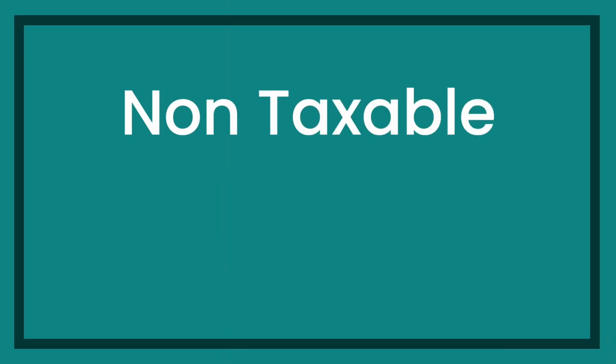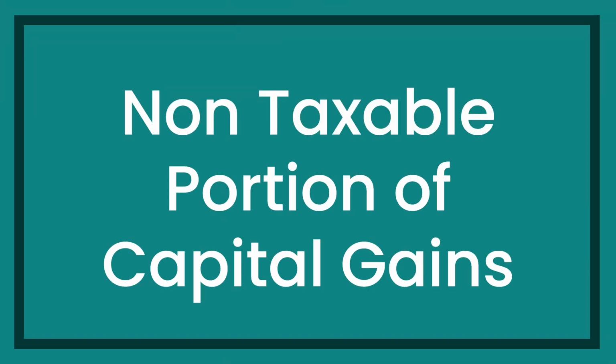So, what exactly adds to your capital dividend account balance? Let's break down the main components in more detail. First, the non-taxable portion of capital gains. This is currently 50% of the capital gain. This means that if your corporation sells an asset for more than its original cost, a portion of that gain can be added to your CDA.